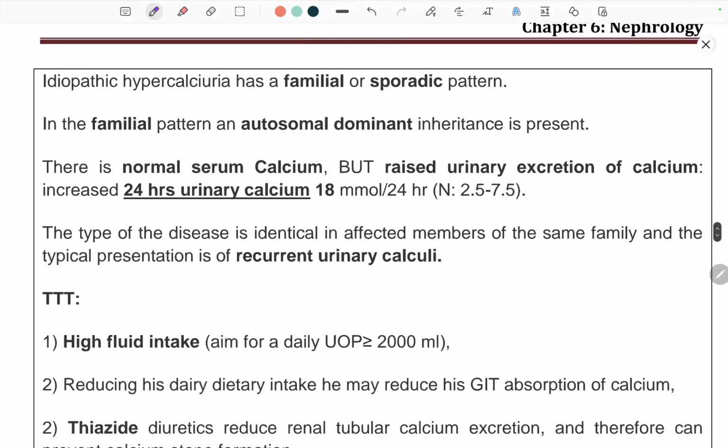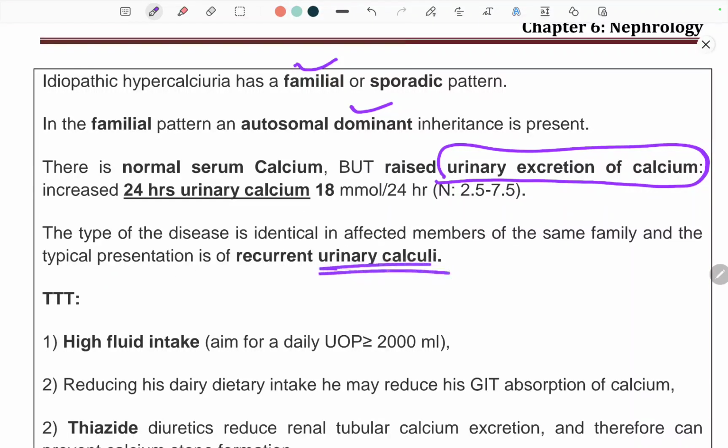Idiopathic hypercalciuria has a familial or sporadic pattern. Familial pattern: autosomal dominant inheritance is seen. Obviously, there is normal serum calcium, but raised urinary excretion of calcium. Increased 24-hour urinary calcium is 18 millimole per 24 hours. The type of this is identical in affected members of the same family, and the typical presentation is recurrent urinary calculi.